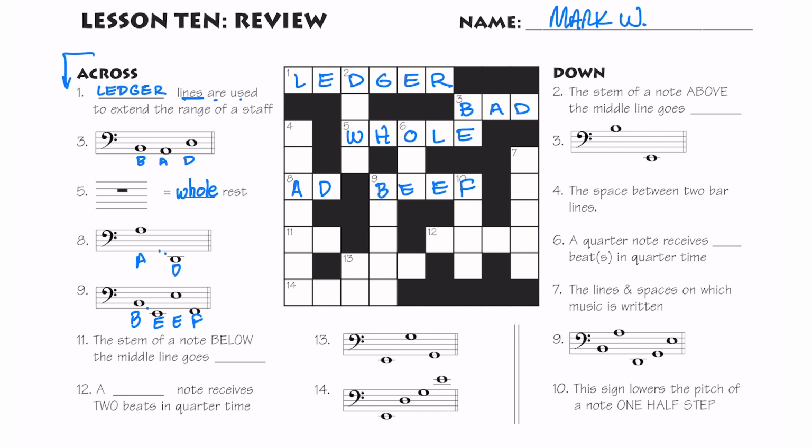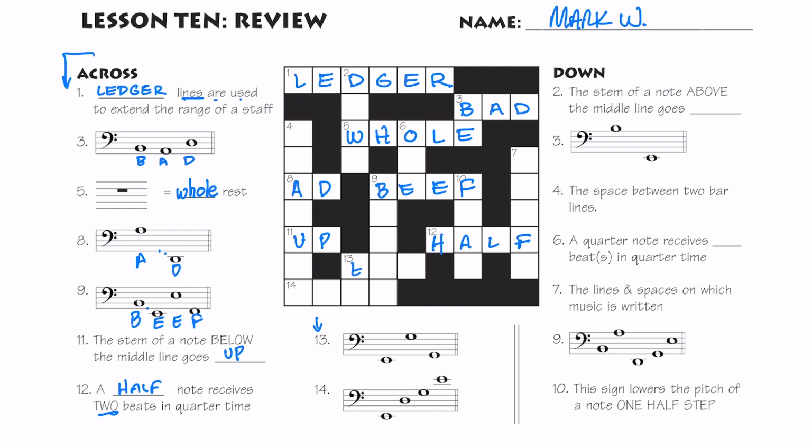You see number 11 here only has 2 letters, so I know that is up. So stem below the middle line goes up. You only have 2 choices, up or down. Number 12, what kind of note receives 2 beats? A half note. A half note receives 2 beats, H-A-L-F. Writing nice and legibly.